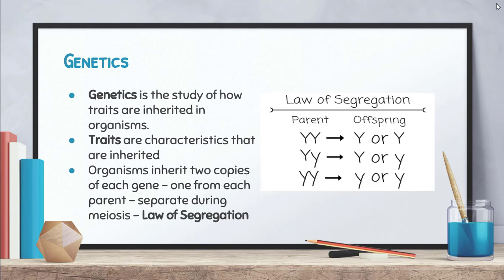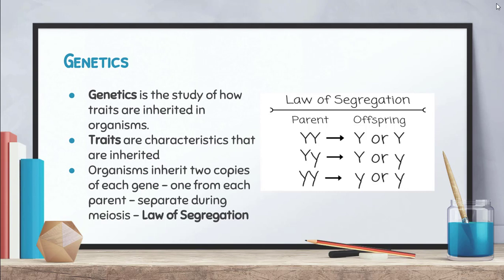Now, traits are characteristics that are inherited. So those are the characteristics we just talked about. Organisms inherit 2 copies of each gene, one from each parent. We talked about in our previous unit that we get half of our chromosomes from mom and half from dad. That means we get 2 copies of each gene, 1 copy from mom and 1 copy from dad. And these separate during meiosis. That's the law of segregation.